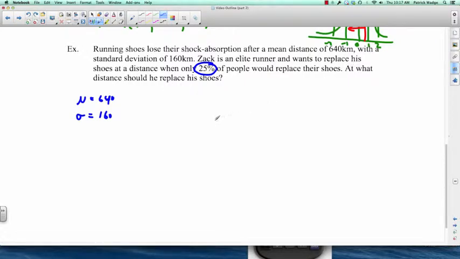Okay, so let's draw it out here. What we have is a normal distribution. The mean is 640. The standard deviation is 160. So going up, it would go at 800 and 960, etc. And going down, 160 less than 640 is 480, and then 320, and then down to 160. And what we want to know is, when would only 25% of the people replace their shoes?